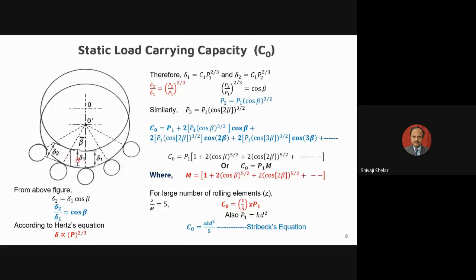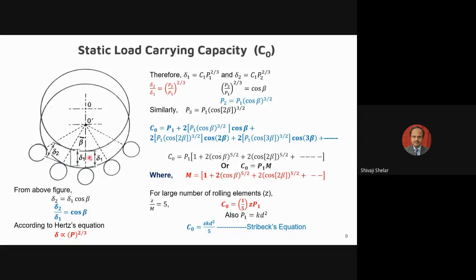So what is the relation between delta 2 and delta 1? From this figure, you can see here, this is the radial direction, then horizontal, then this is vertical. So here we have a right angle. This side is the side of the right angle and this is the hypotenuse. So delta 2 will be equal to delta 1 cos beta. You can take this delta 1 to this side, so delta 2 by delta 1 in this case will be cos beta.